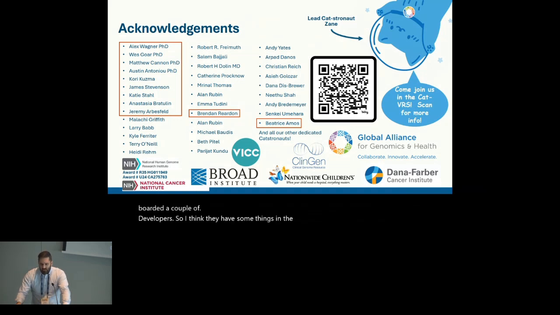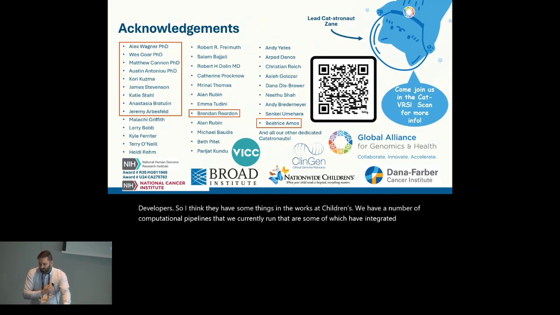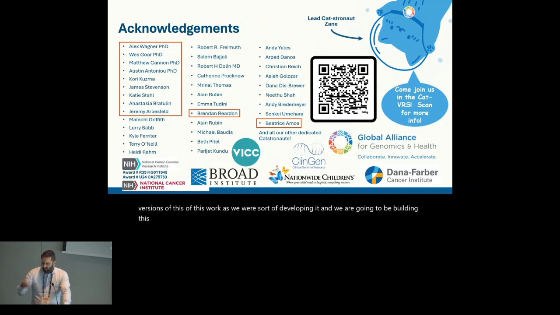At Children's, we have a number of computational pipelines that we currently run, some of which have integrated earlier versions of this work as we were developing it, and we are going to be building this into our VICC variant normalizer pipeline tool that's available publicly as well, and some more stuff coming down the line in the future.